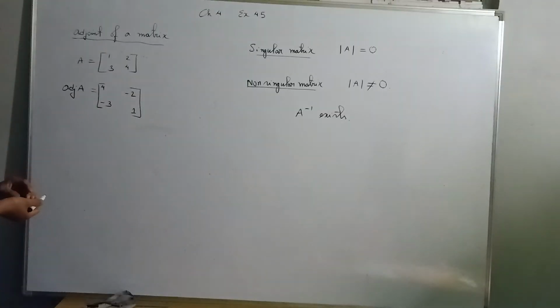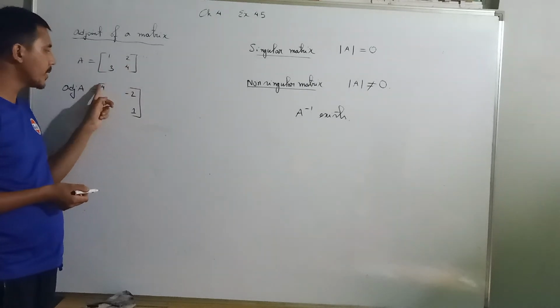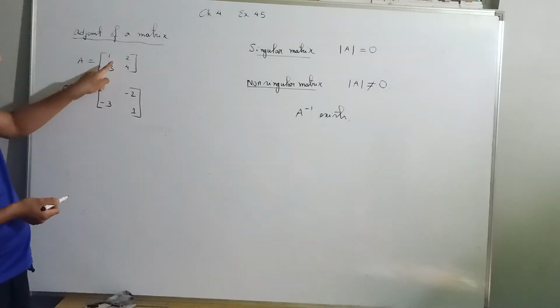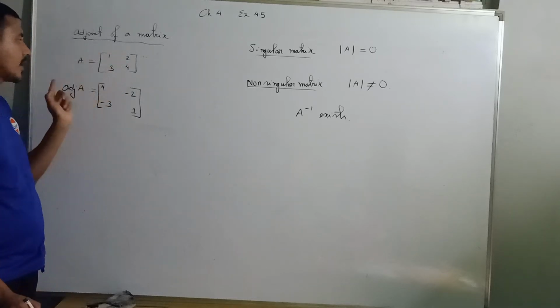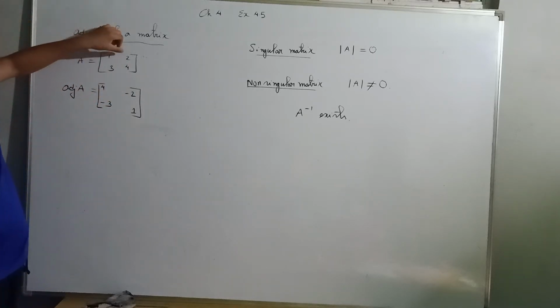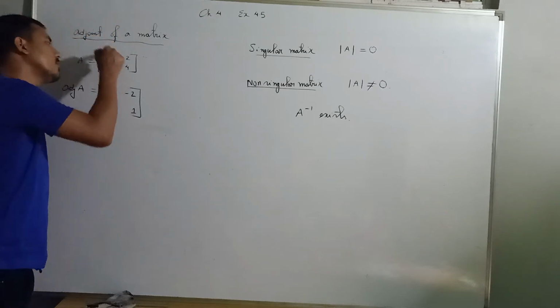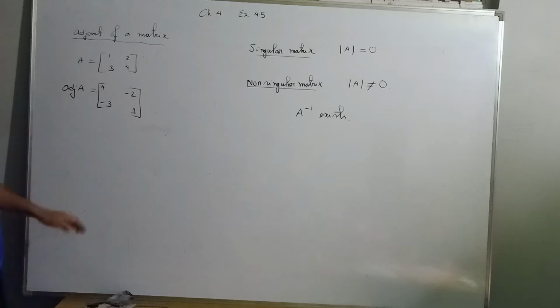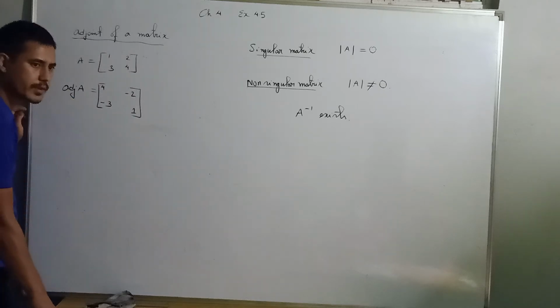Are you getting me? Now, to the diagonal, we exchange the diagonal elements, and to the anti-diagonal elements, we write its additive inverse. We don't exchange the anti-diagonal elements. We write on the anti-diagonal elements its additive inverse, and then we exchange the diagonal elements. That's how we find out the adjoint of a 2 cross 2 matrix.